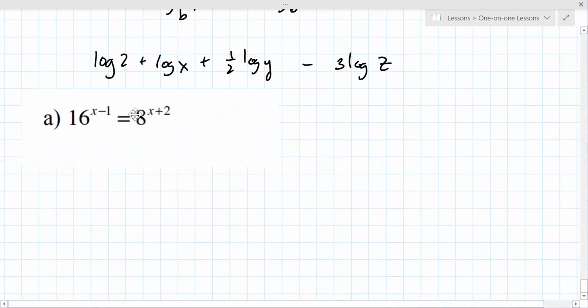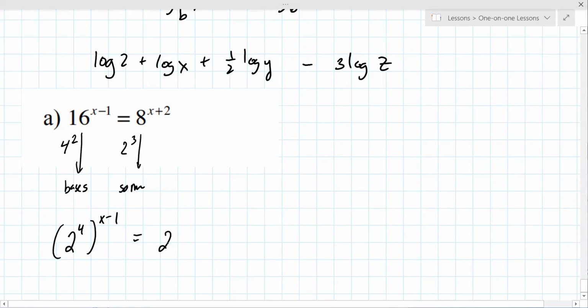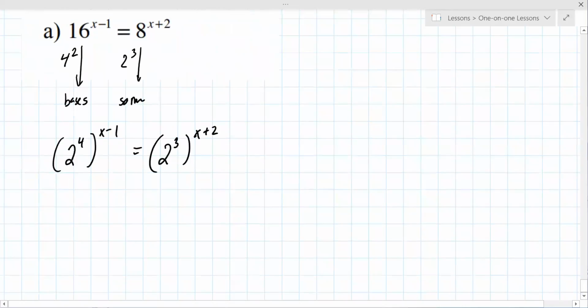All right, number 9, part A. The game here is to get both of the bases the same. So like 16 is 4 squared, but 8 is 2 cubed. So can you make 16 into 2 to some power? Can you make 8 into 4 to some power? And the answer is 16 is 2 to the 4th, and 8 is 2 cubed. Okay, so that's how you arrange them with the same bases.